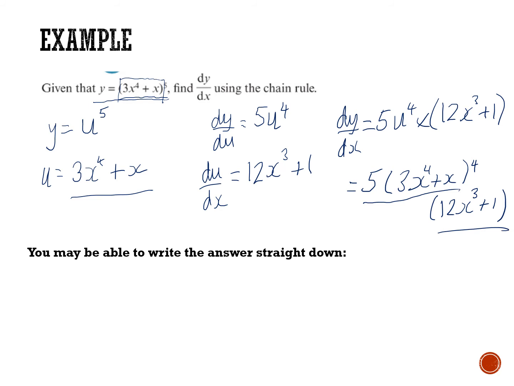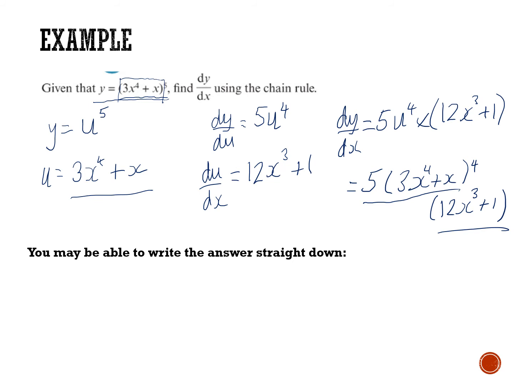Okay, now you can use that as your method, and that's a perfectly fine method to use. Okay, personally, I think you should be able to do it without specifically mentioning what your u is. So I'm going to now show you how I do these.